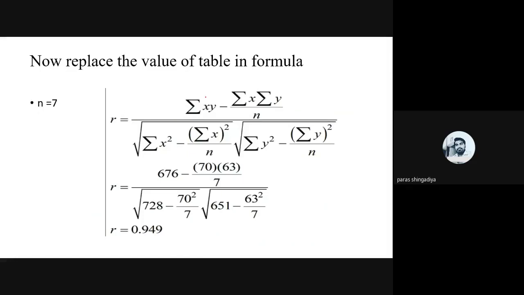Now the formula: R is equal to sigma xy minus sigma x sigma y divided by n, the denominator is the square root of sigma x square minus sigma x whole square by n. And now repeat this form, just change x to y: square root of sigma y square minus sigma y whole square divided by n. Okay, all the values you have derived, so replace them.